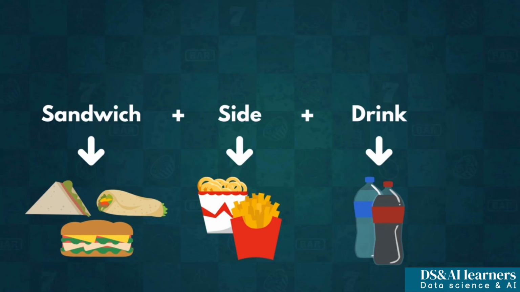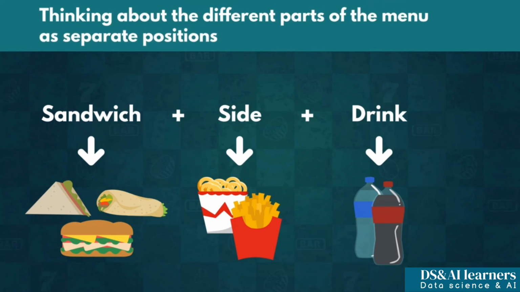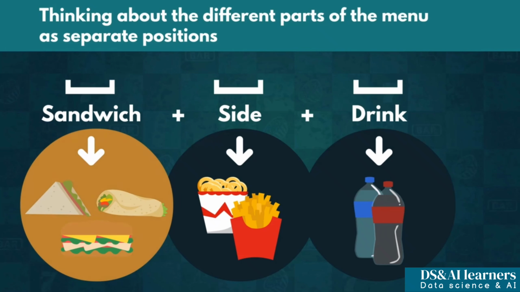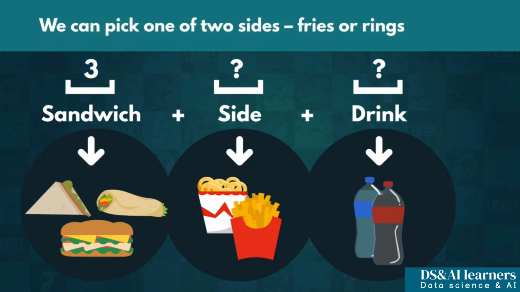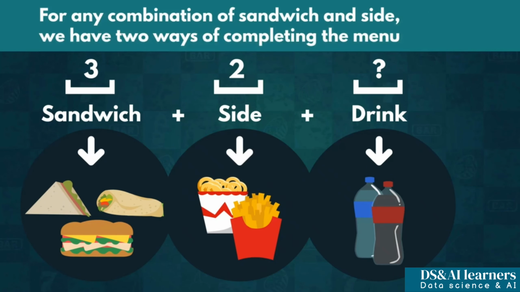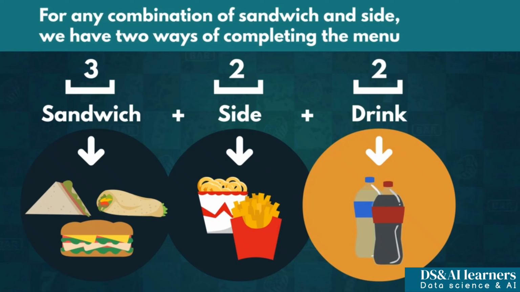The way to tackle such problems is by thinking about the different parts of the menu as separate positions. If we start by choosing a sandwich first, we have 3 options. For each of them, we can pick one of 2 sides, fries or rings. To complete our menu, we would also have to add a drink, which can either be water or Coke.